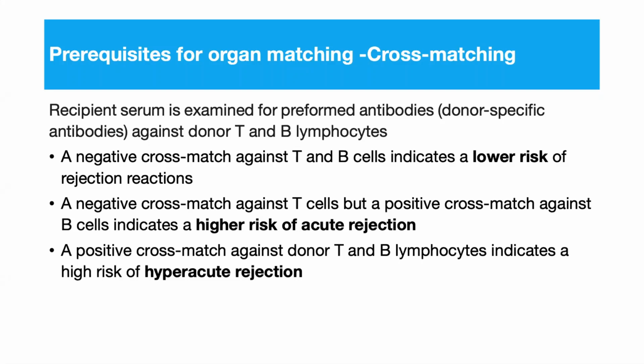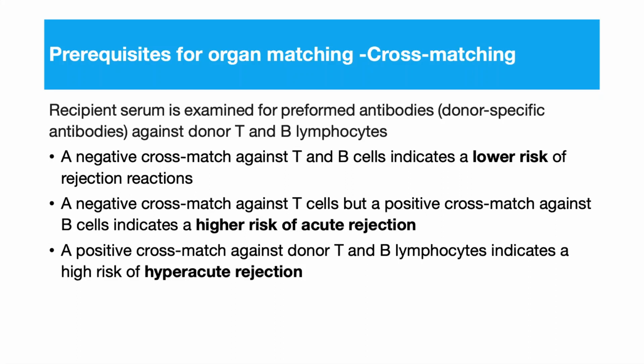The other one is, as I told you, cross-matching. You are actually looking for preformed antibodies that are donor-specific in the recipient serum, and you are looking for the donor's T and B lymphocytes. As I mentioned earlier, this is the direct allo recognition. So when you look for these T and B lymphocytes, if there is a negative cross-match for these two lymphocytes, the rejection will be relatively low in these patients.